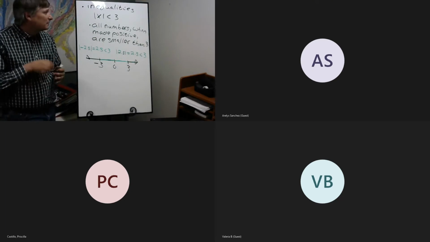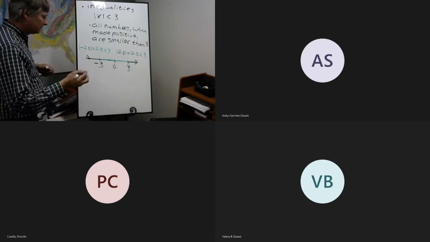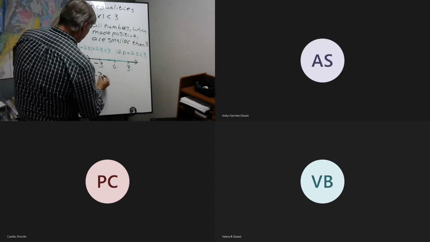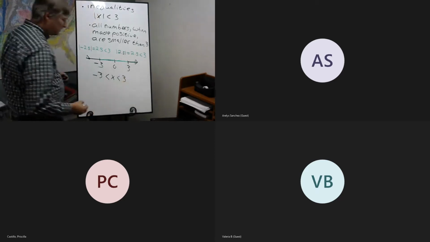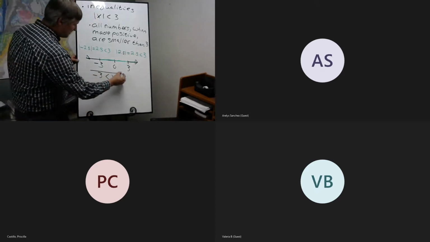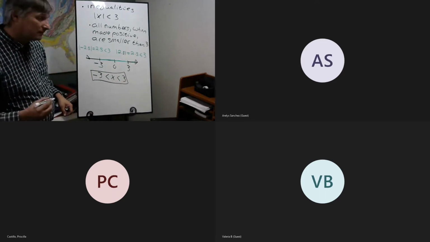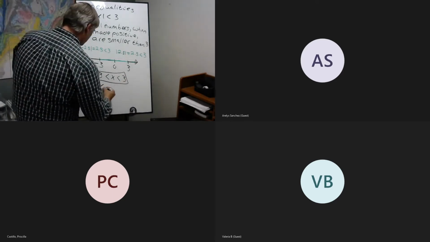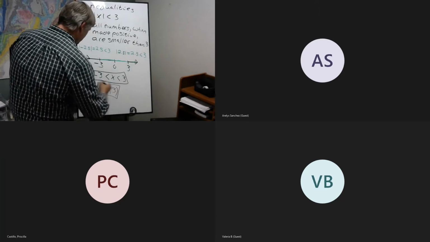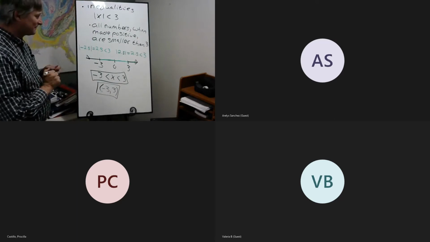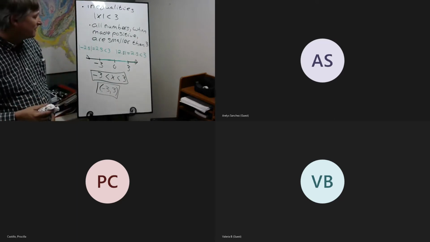So what we find to solve for x, in other words, get rid of the absolute value, we're going to get this. All the numbers x between negative 3 and 3, or as an interval, we're going to get that. Questions about that?